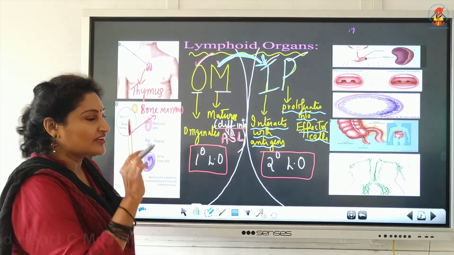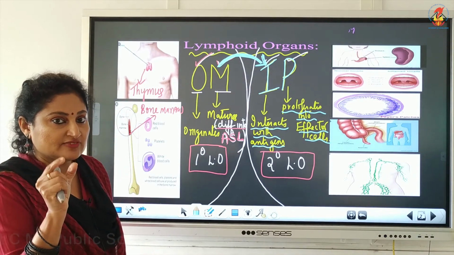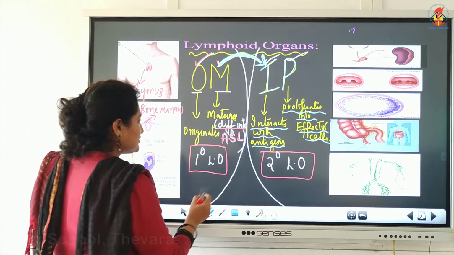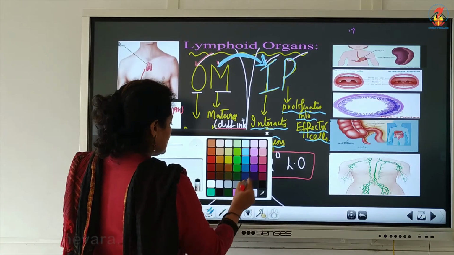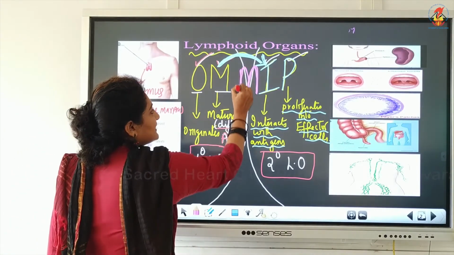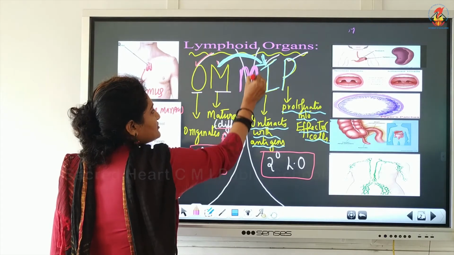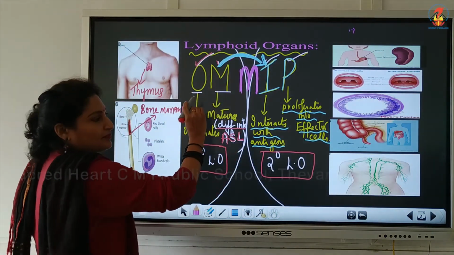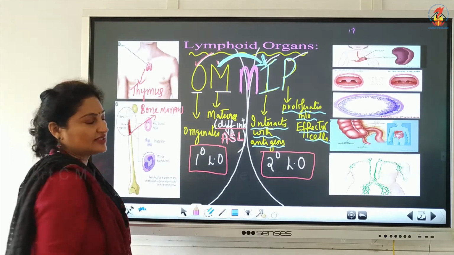Clear? So, every verb, which word? Verb is very important. So, I am introducing the verb migrate here. Clear? So, you will not skip. For primary lymphoid organ, remember OM: originates, matures. For secondary lymphoid organ, you will remember IP: interacts and proliferates. But you should not even forget this: migrates. M stands for migrates. From the primary lymphoid organ, they migrate to secondary lymphoid organs.